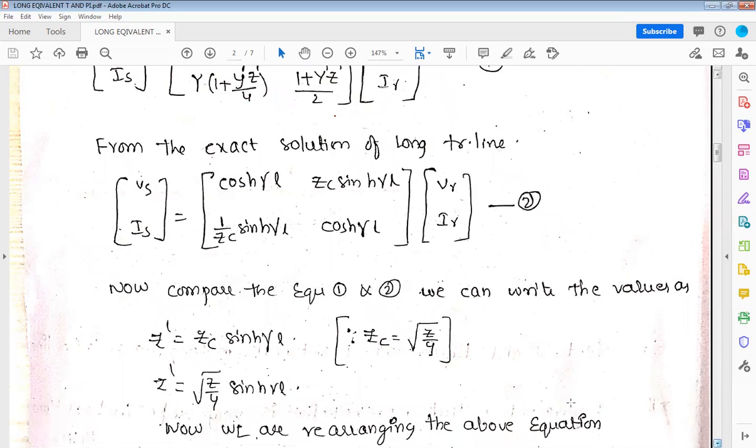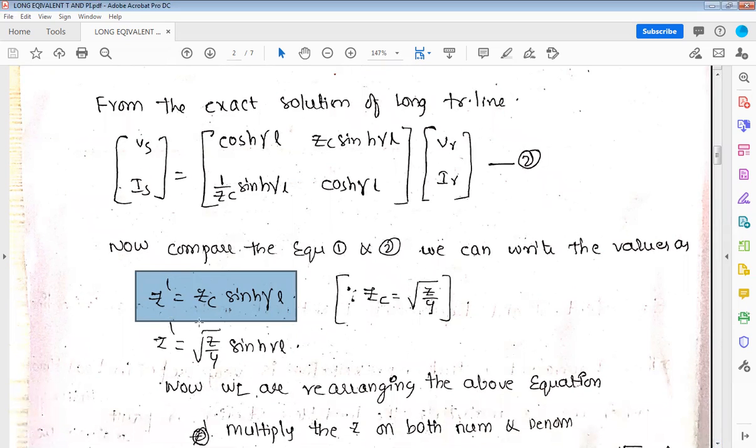Here I have written that one. Now comparing equation 1 and equation 2, we can write Z dash is equal to Zc into sinh of gamma l. And we know that Zc is equal to under root of Z by Y. That will be substituted in this equation. So we'll write this equation as Z dash is equal to, substituting that Zc value as under root of Z by Y, into sinh of gamma l.